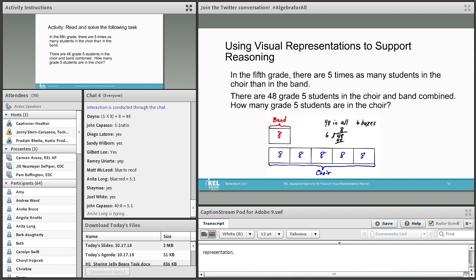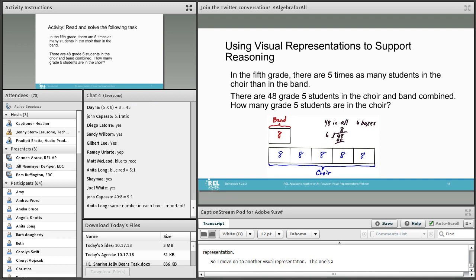So I move on to another visual representation. This one's a little bit different. Here you can again see the 1-to-5 ratio, but if you look at it carefully, the problem solving of the student may have been different. You can see the division here, thinking maybe these different boxes represent a certain quantity after the student divided by 6. Then you can take the number of boxes related to the choir to find out the number of students.